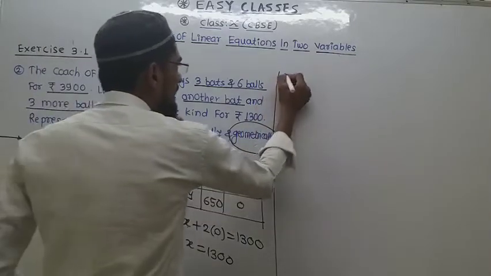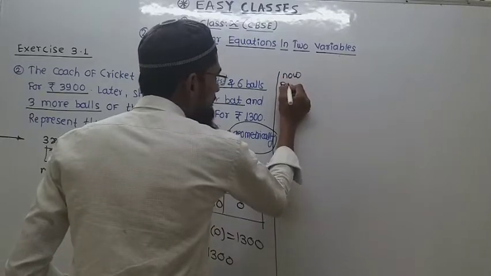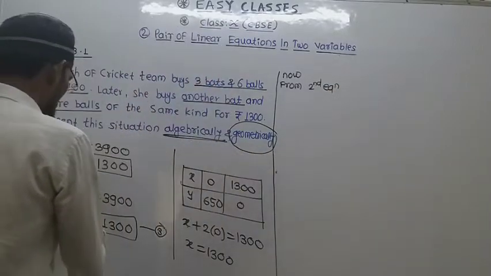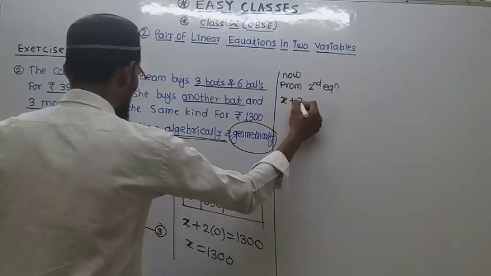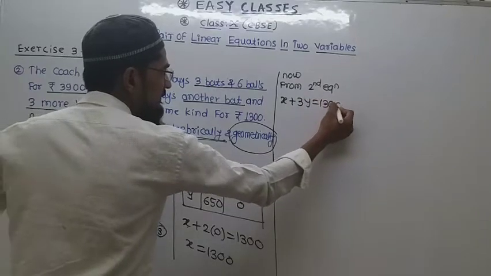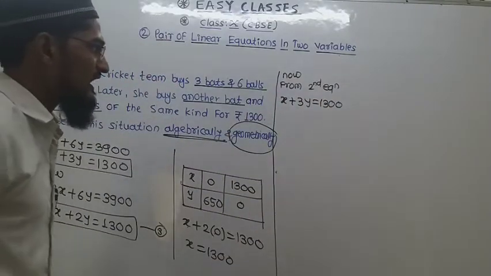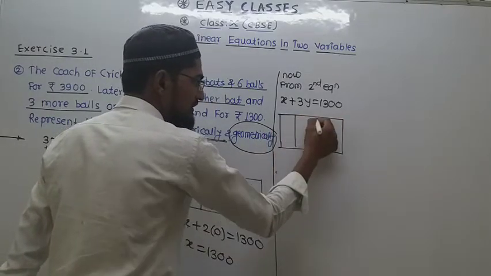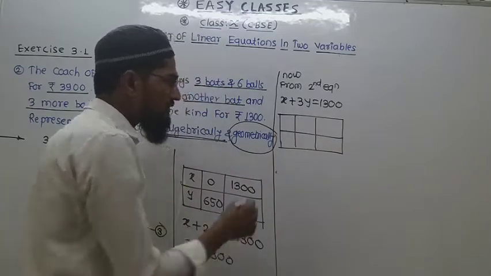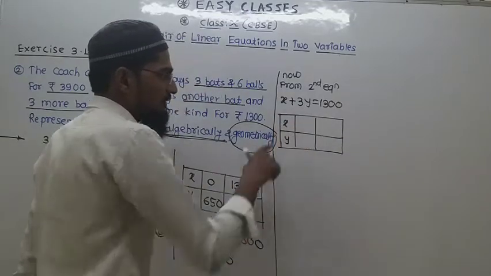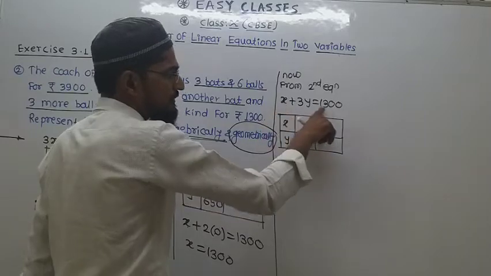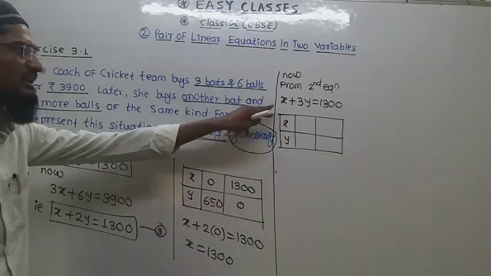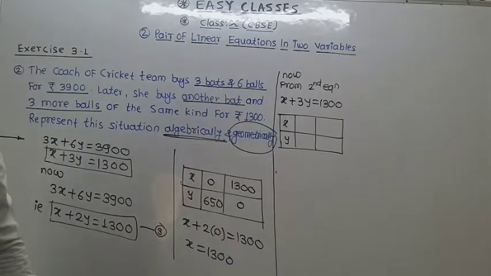We have to draw the second line with the help of that equation. So I write here, from the second equation, x plus 3y is equal to 1300. Similar things I write here. Draw a table in which we want at least 2 points. So here x and y. When I put here 0, but it is not completely divisible by 3. So instead of taking 0, I will take another number.